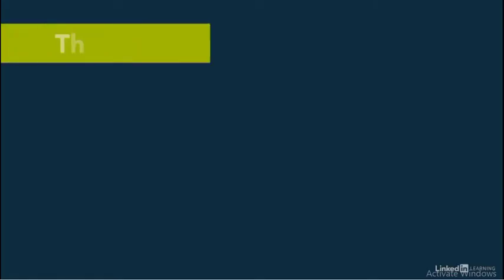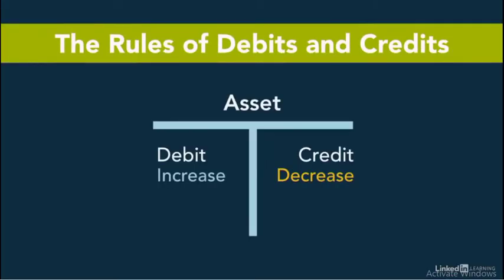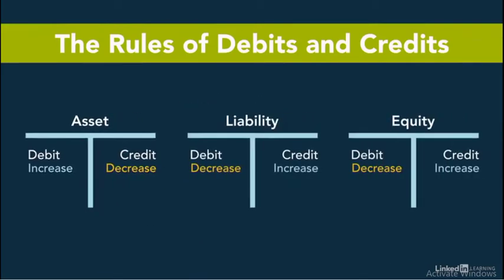If debits do not equal credits, an error has been made in analyzing and recording the entity's activities. It is very important to understand the relationship between the various types of accounts and debits and credits. The relationship is detailed in this illustration. Asset accounts increase with debits, and they decrease with credits. Liability and owner's equity accounts increase with credits, and they decrease with debits.